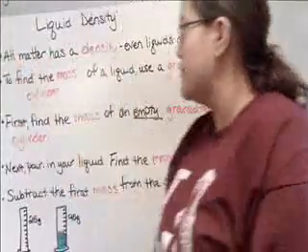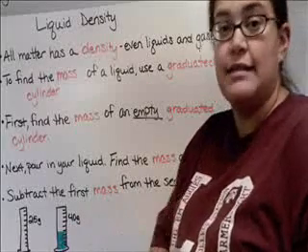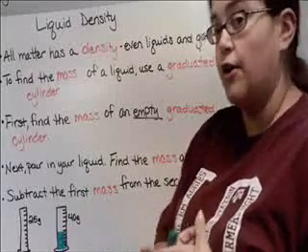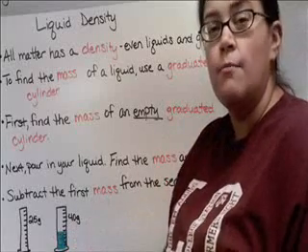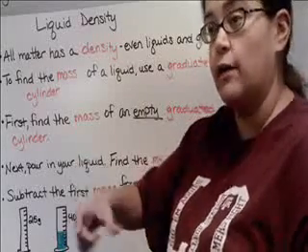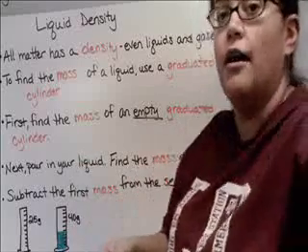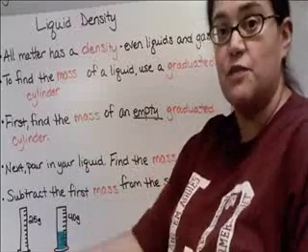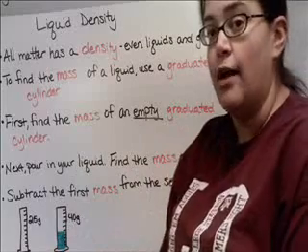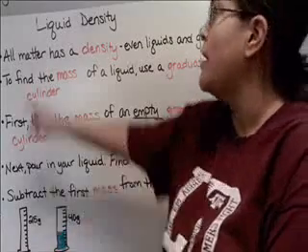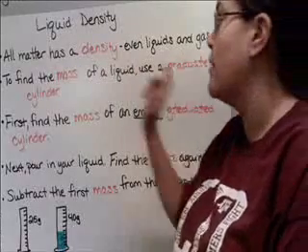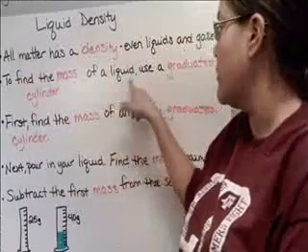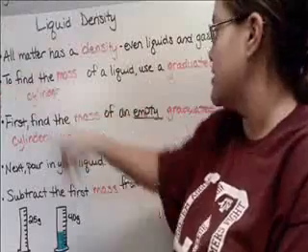All right, next. What if we want to find the density of a liquid? Finding the volume is not that hard. You just use a graduated cylinder, you measure the number. But what about the mass? You can't pour a liquid on the tray of a triple beam balance because it'll just spill right off. So again, you have to use a graduated cylinder. So all matter has a density, even liquids and gases. But to find the mass of a liquid, you use a graduated cylinder.